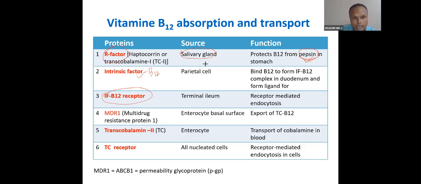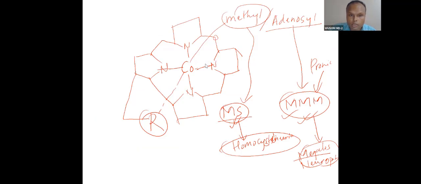And intrinsic factor, B12 factor, will actually be a complex which will be absorbed. It is the complex, intrinsic factor B12, which will bind to this receptor and be absorbed. And then after absorption, this is the protein that will... so let's see this first image.